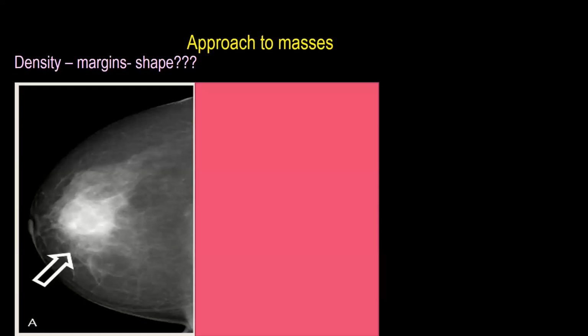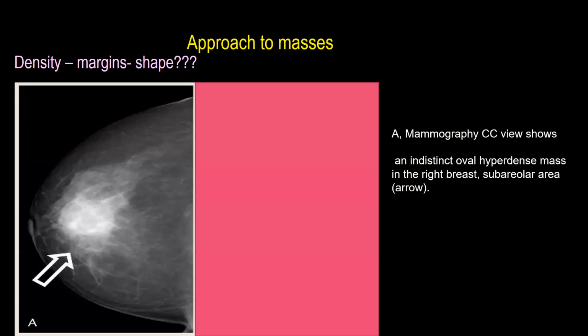And this, high density, indistinct margin, excellent, irregular shape, excellent. High density, indistinct margins. Okay. Irregular shape. Irregular shape, excellent, well done. Though they consider it as oval, to me, I accept irregular.